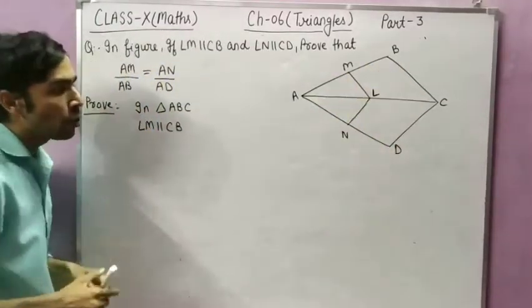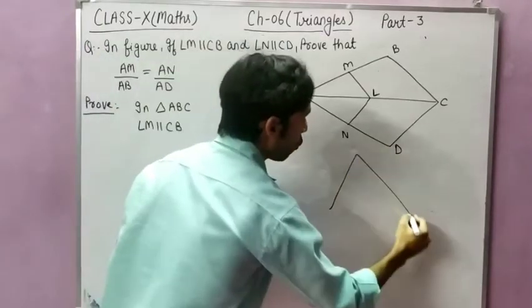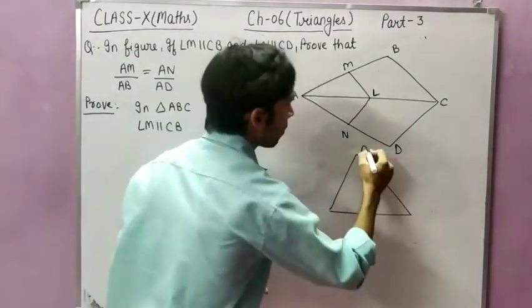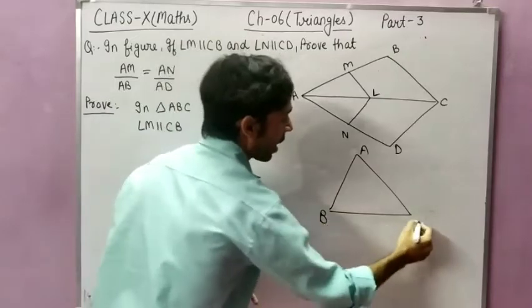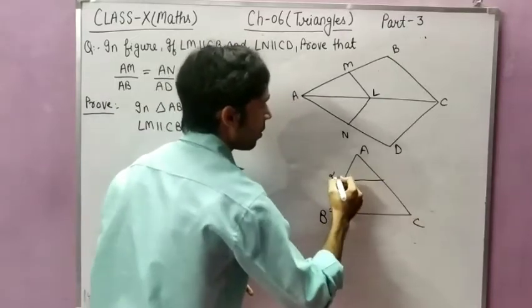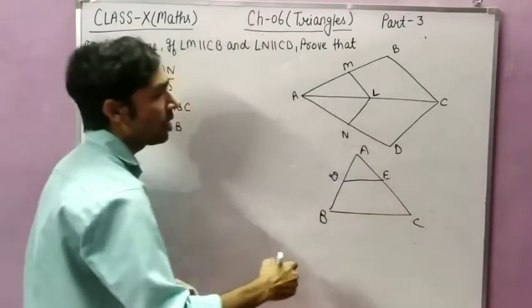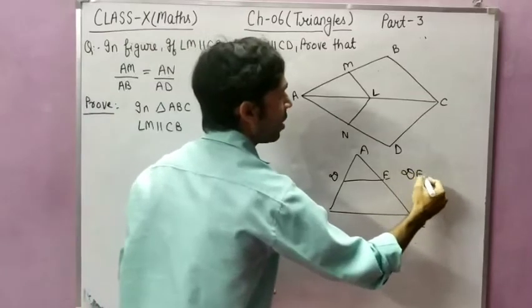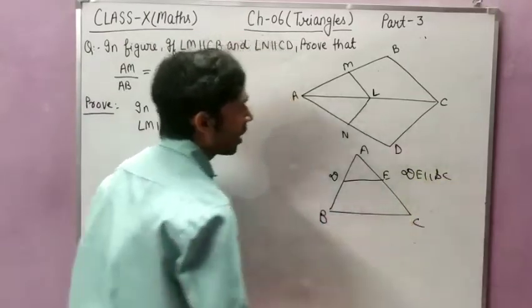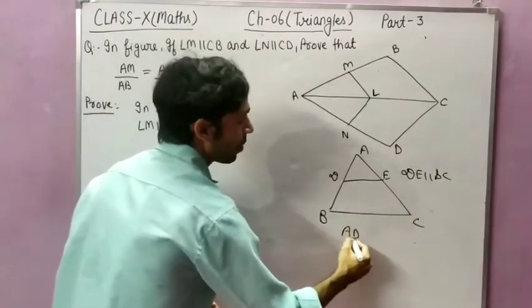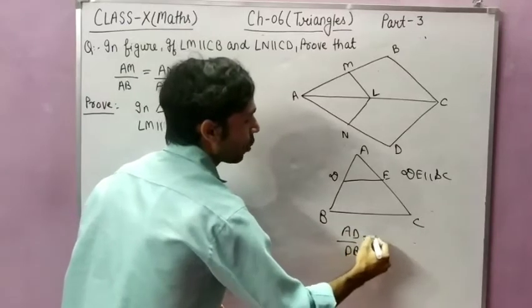And student, I told you Thales theorem like this. I told you three results of Thales theorem, that if a triangle is ABC and DE is parallel to BC, so according to Thales theorem, AD upon DB is equal to AE upon EC.